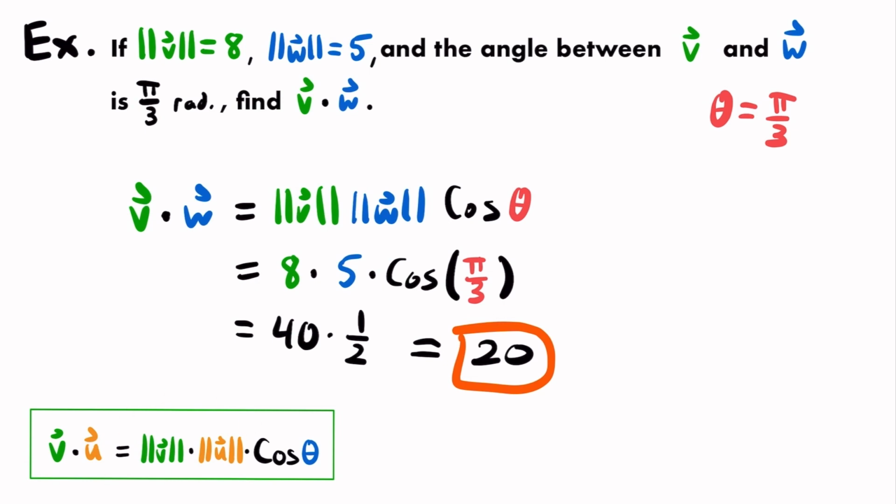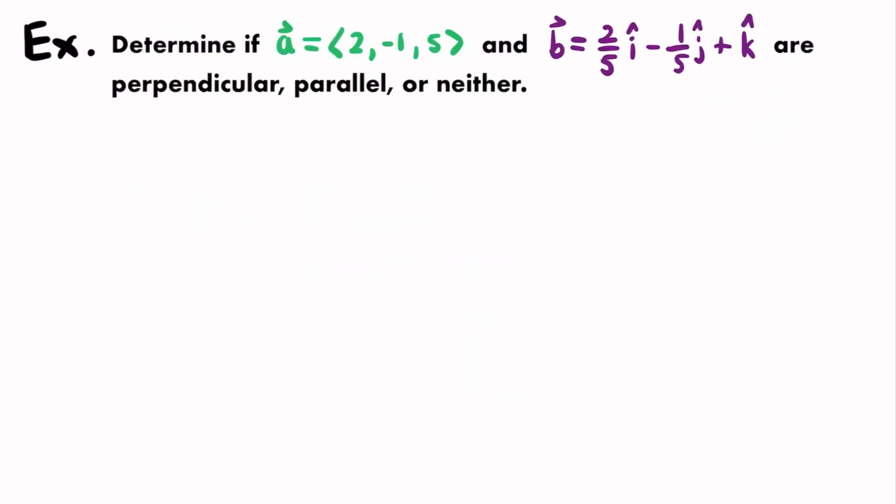But now let's take a look at one more example for this video that relates to the angle between two vectors. All right, so for this example, we want to determine if vector A, which is the position vector of the point (2, -1, 5), and vector B, which is equal to 2/5 i minus 1/5 j plus k, are perpendicular, parallel, or neither. All right, now this is really going to test our knowledge of vectors, and if we understand what it means for two vectors to be perpendicular or parallel. All right, or potentially neither as well.